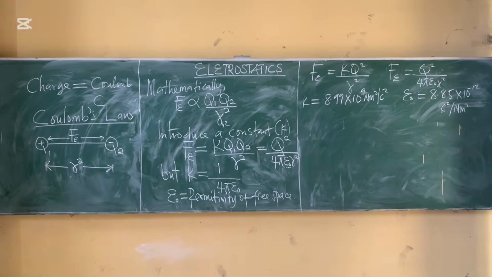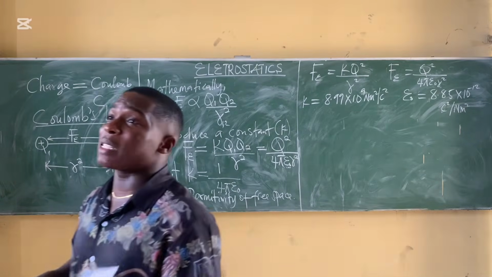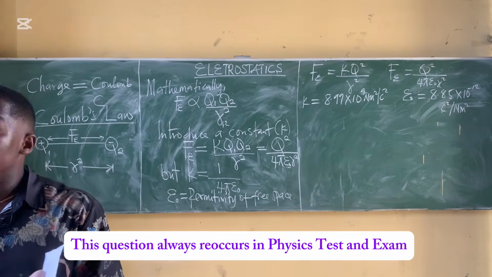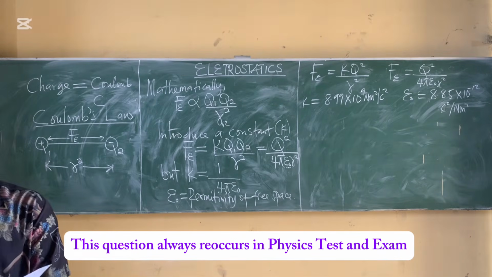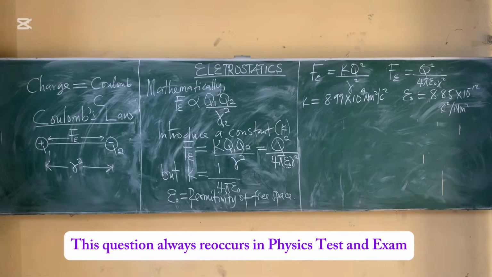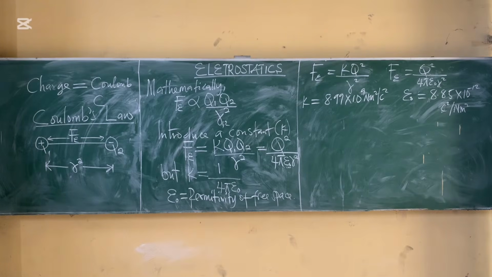Question 1. Let's take question 1. This particular question came out in the college test. The same question came out in the exam, but they failed it. Do you know why? Look at the statement: compare the electrostatic and gravitational force of attraction. That's the question.